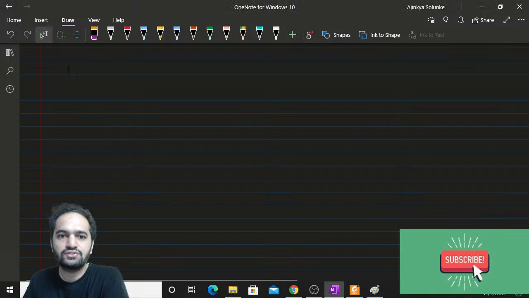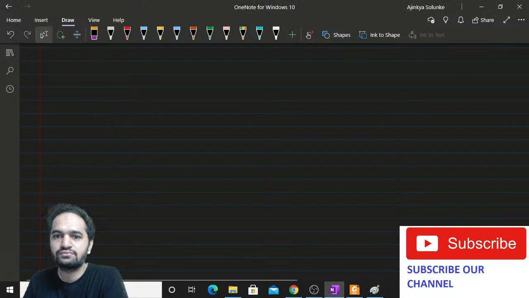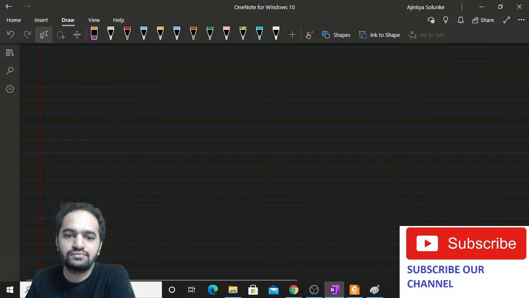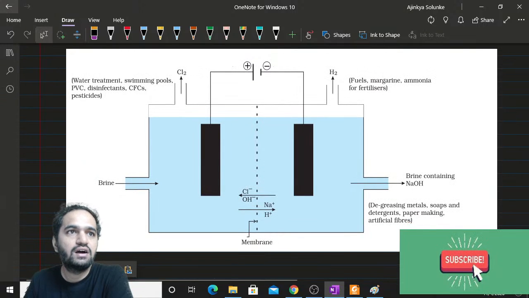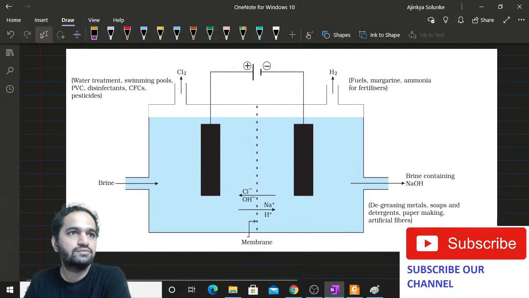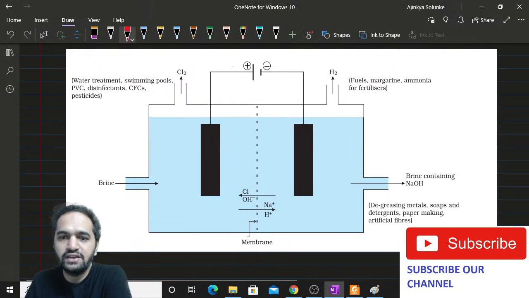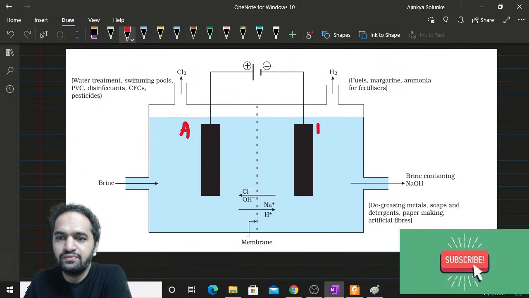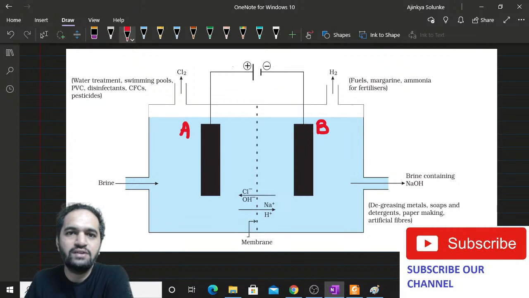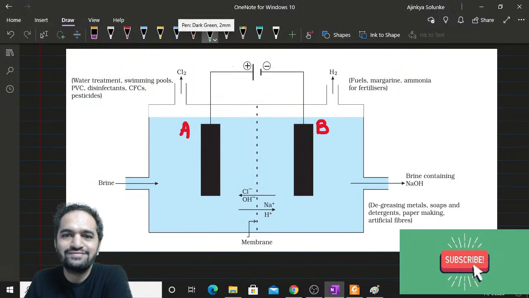So this is the question. I hope everybody is able to see the question. You just have to identify, suppose I give this rod the name A, and this rod the name B, can you tell me who is anode and who is cathode? That will be more than sufficient for this question.